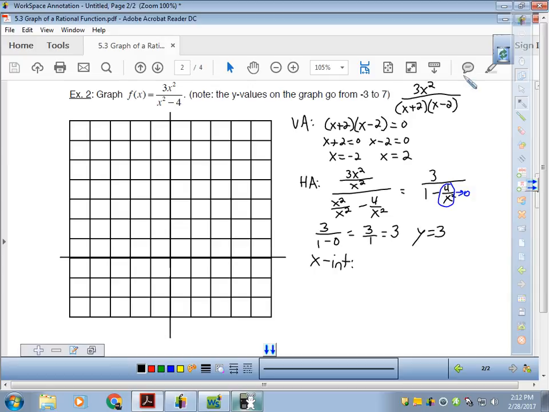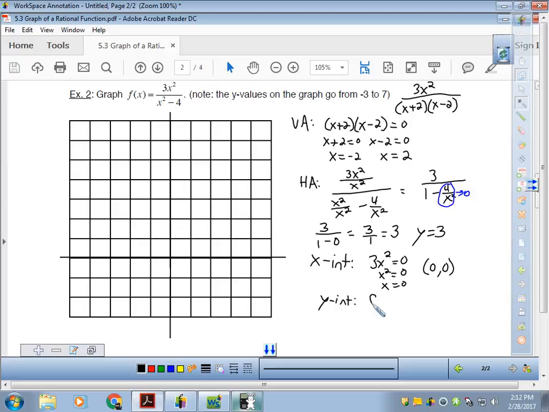For x-intercepts, we take the top of the fraction and set that equal to 0. Divide the 3 across, we have x squared equals 0. Take a square root, we get x equals 0. So our x-intercept is at 0, 0.